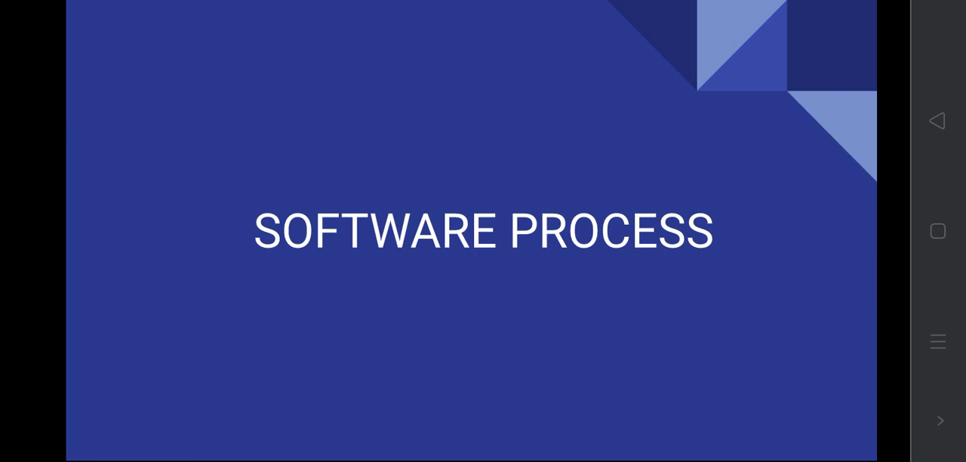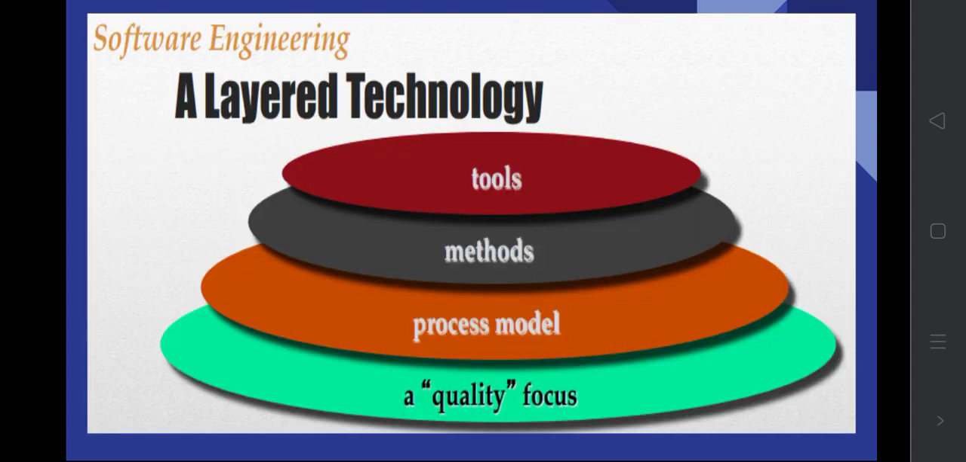Hello everyone, in this video we are going to see about the software process. So you all know that software is a set of programs, a collection of many programs along with the documentation. Let us see what the software process is and how software engineering is done in the layered technology: the tools, methods, process model and the quality focus.